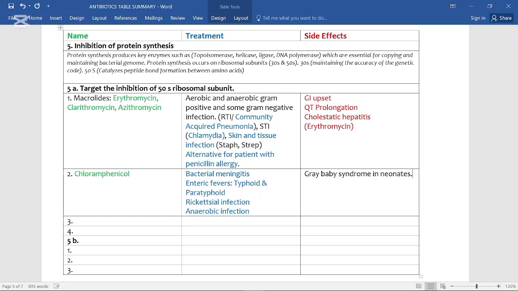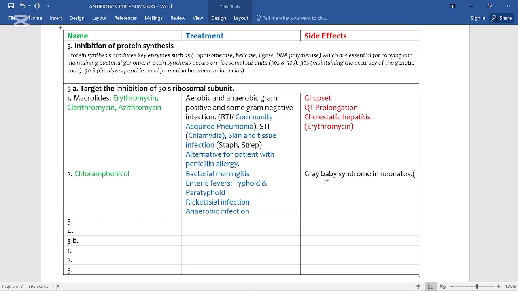So for the infants who lack that enzyme, there will be elevation of this drug in the serum or in the blood, and this may lead to cyanosis or circulatory collapse. So it may become toxic for those babies or neonates who lack the liver enzyme called glucuronyl transferase. So that's what you can take home.